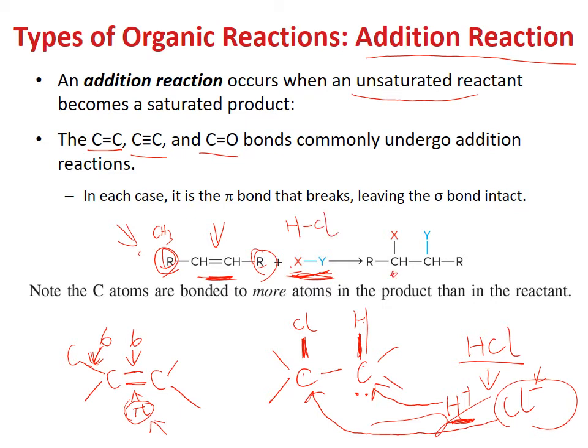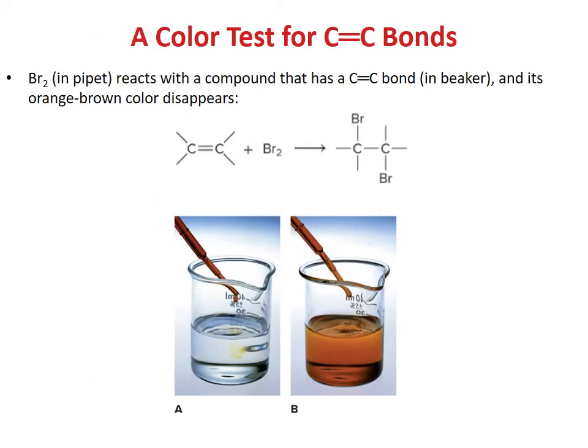X goes to one carbon, and Y goes to another carbon, and the double bond now becomes a single bond here. The pi bond is broken and replaced by two carbon X, carbon Y sigma bonds. The reaction between a double bond and bromine, the bromine addition reaction, can be used as a color test for the existence of a carbon-carbon double bond.